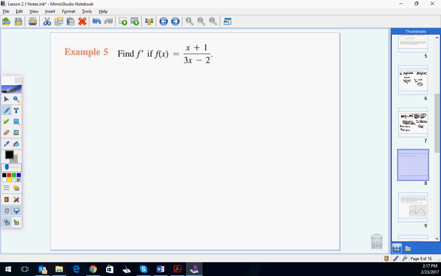I'm not done yet, but okay. So for example 5, go and try that one. See what you can do with this one. I will tell you this is going to take some paper, so I'll give you some time. Okay, because you got division up there.